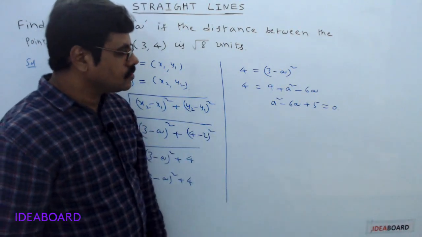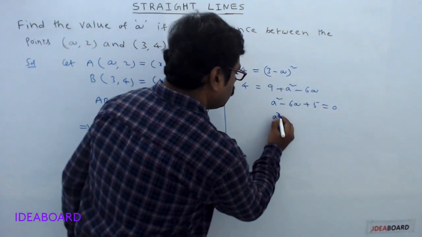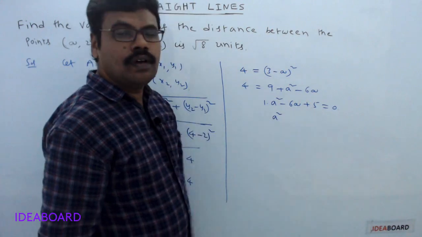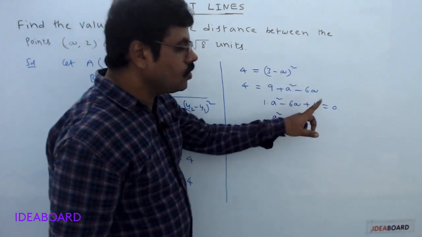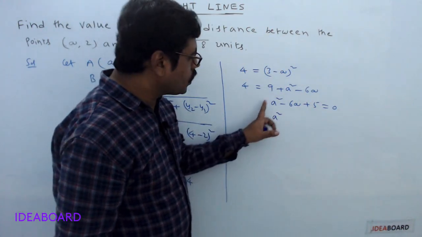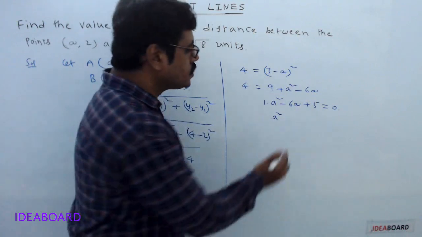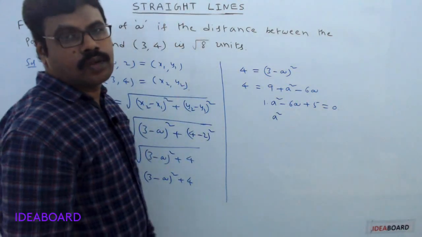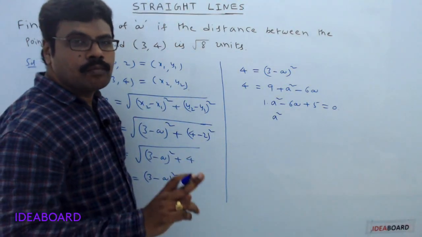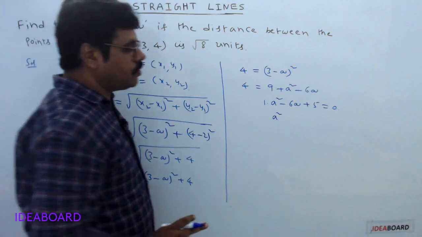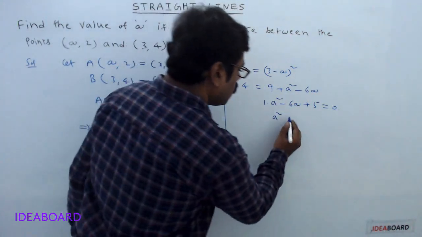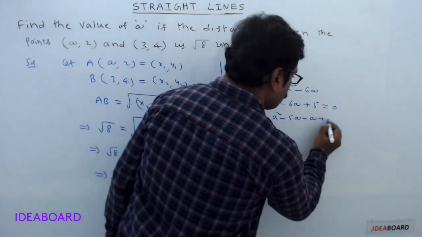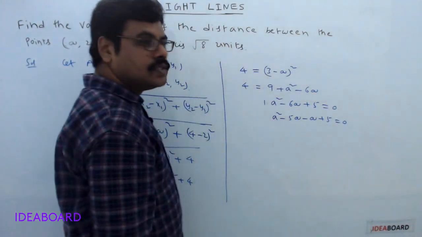Try for the factors. So here the a square coefficient is 1, the constant term is 5. So 1 into 5 is 5. That means the product of two numbers is 5, and the sum of the two numbers will be minus 6. What are those two numbers? Those numbers are minus 5 and minus 1. So minus 6a can be taken as minus 5a minus a, plus 5 equals 0.